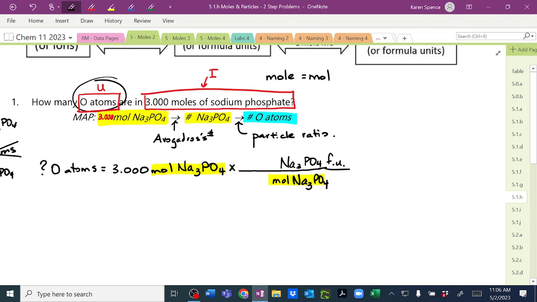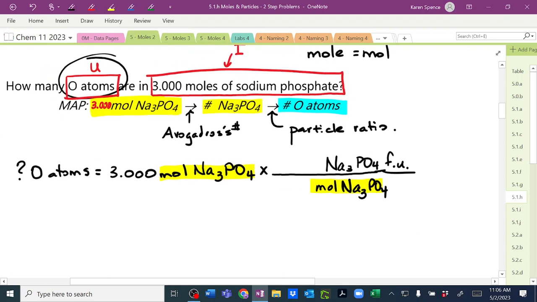What numbers go in there? Tell your partner what number is going to go on the top, what number is going to go on the bottom. There's going to be a number 1. Where does the 1 go? On the top or the bottom? On the bottom. That's like saying 1 dozen eggs. Yes?